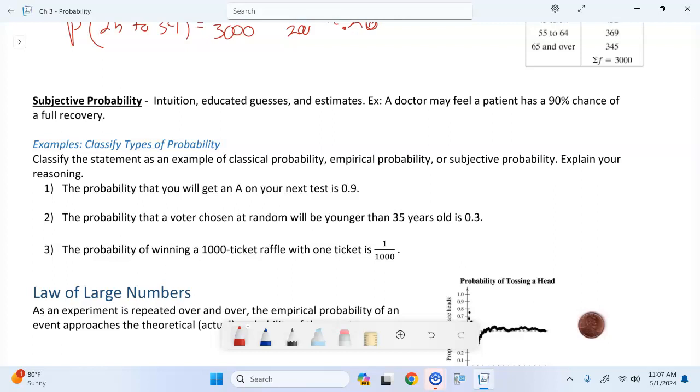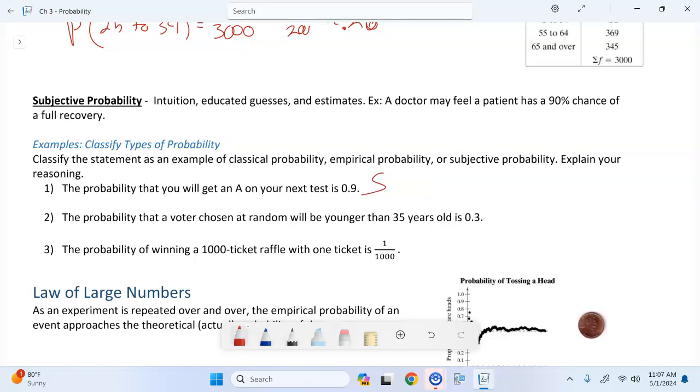So the probability that you get an A on your next test is 90%. Do we think that's classical, empirical, or subjective? Why? Yeah. You don't know for sure. Now, if you're an A student, it's a high probability you're going to get an A, based on prior experience. But you've never taken that test before, so you don't know for sure. I meant to write S, subjective. So it's going to be subjective.